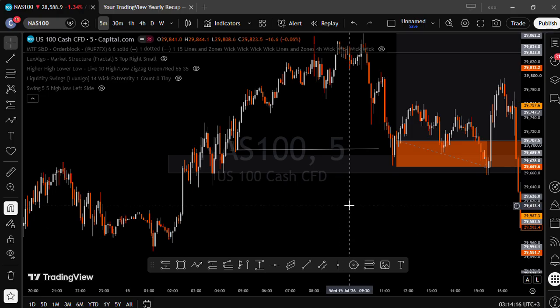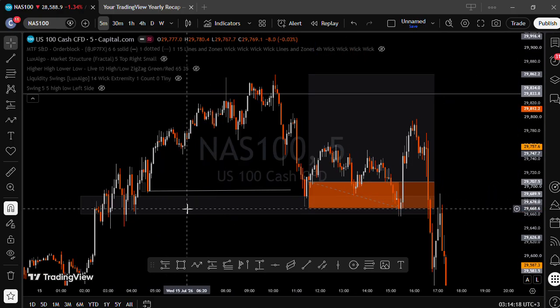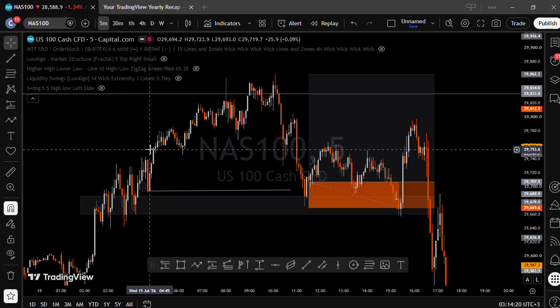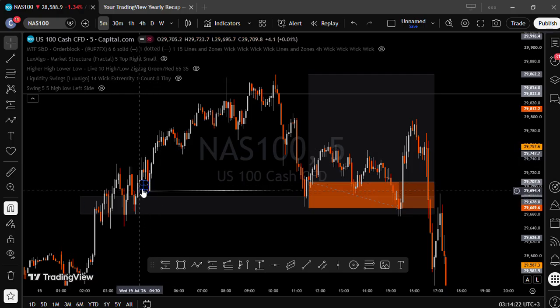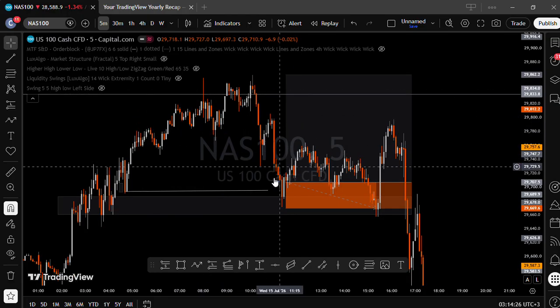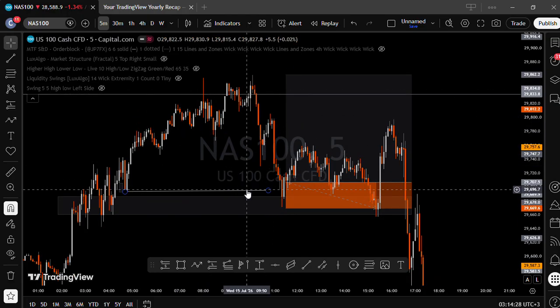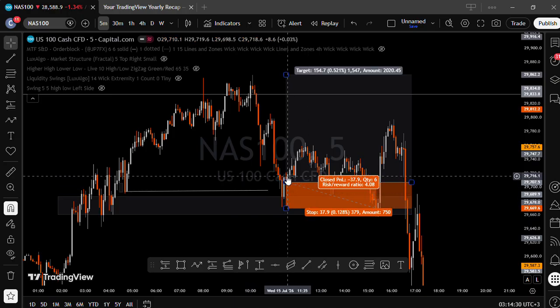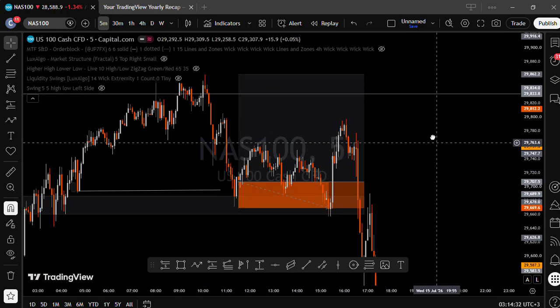So Wednesday we had also this setup over here. As you can see, we have our demand zone. The price came down, created our liquidity. It took its own high over here. We went in an uptrend. We grabbed this liquidity, got into our zone, and we had a directional close.